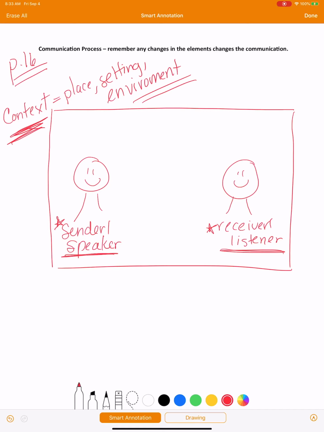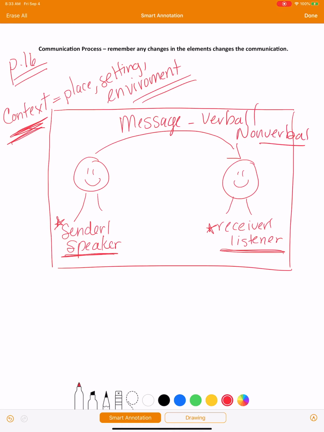All right, there's other pieces to this particular process. So the sender actually develops a message. All right. The message can be verbal or nonverbal or a combination of both. But remember, it all is determined by the context, who the sender is, who the receiver is, and also what type of message they want to send.